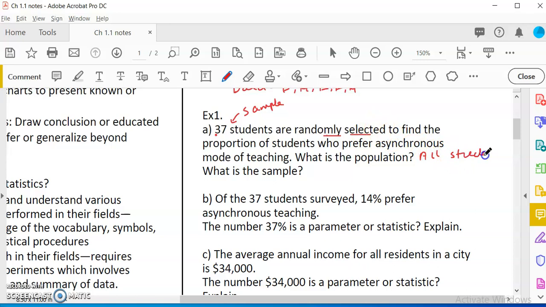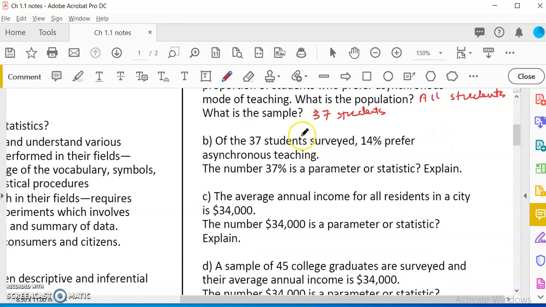Now, we do not know if it's all students of a college or all students in the world or all students in the US, but in general, it will be all students, whatever makes sense. So what is the sample? The sample is the 37 randomly selected. So you can actually collect data from them.